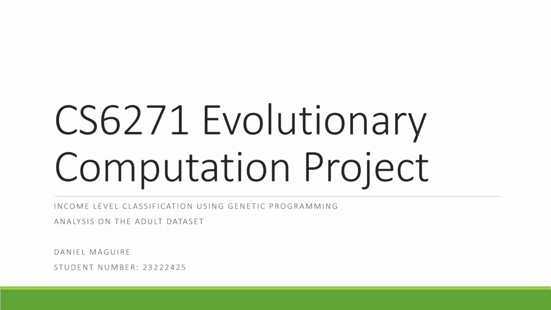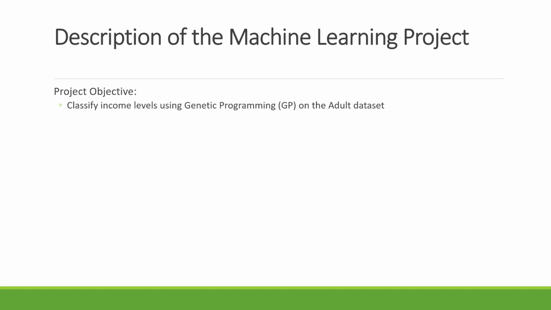Hi, my name is Daniel Maguire and this is my Evolutionary Computation project on income classification using genetic programming analysis on the adult dataset. The goal of this project is to classify individuals based on their income levels using the adult dataset. I'm using genetic programming to predict whether the individual's income exceeds $50,000 annually.